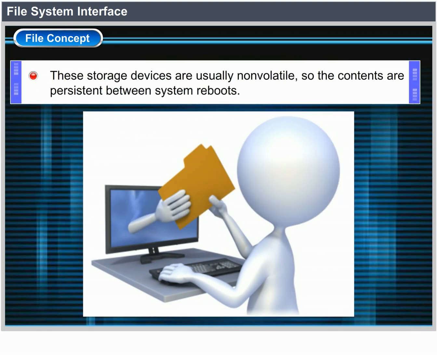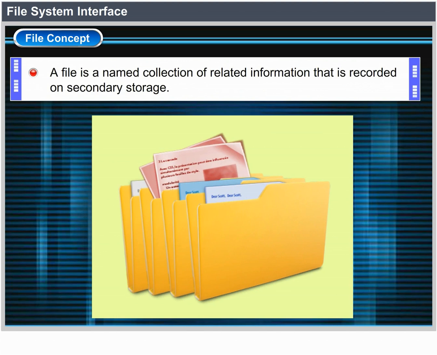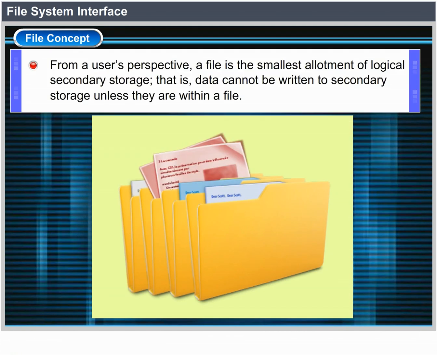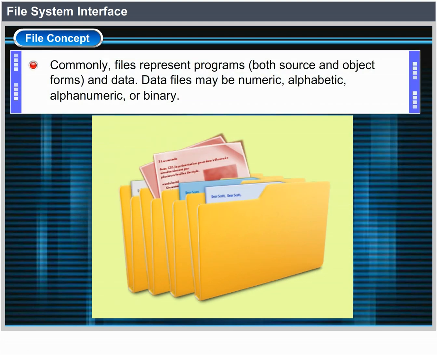A file is a named collection of related information that is recorded on secondary storage. From a user's perspective, a file is the smallest allotment of logical secondary storage, that is, data cannot be written to secondary storage unless they are within a file. Commonly, files represent programs, both source and object forms, and data. Data files may be numeric, alphabetic, alphanumeric, or binary.